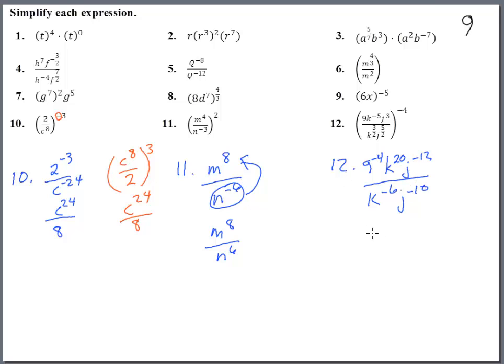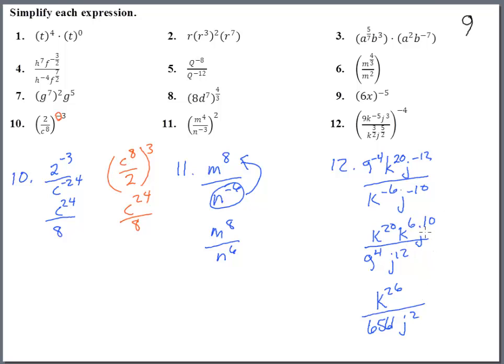So now switch them all around, we get a k to the 20th on top. The 9 to the 4th goes to the bottom. J to the 12th goes on the bottom. This k to the negative 6 will go up to the top as a k to the 6th and a j to the 10th. That means we have k to the 26th on the top and 9 to the 4th power. Punch that in your calculator and you get a 6561. J to the 12th, j to the 10th gives us j squared on the bottom.